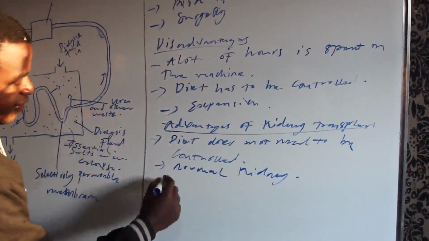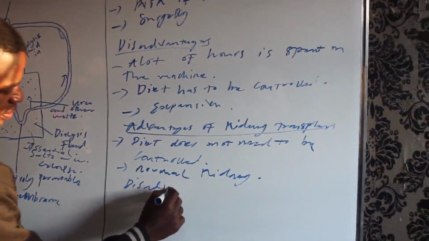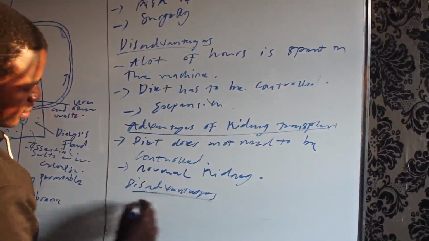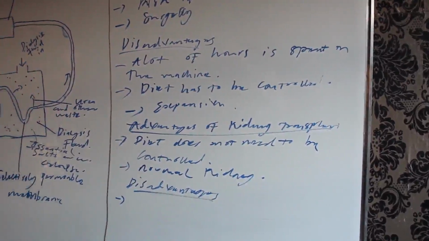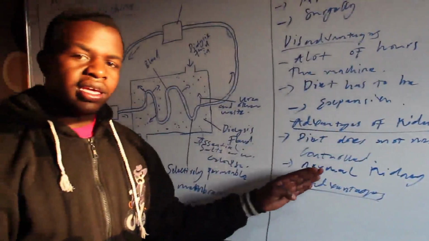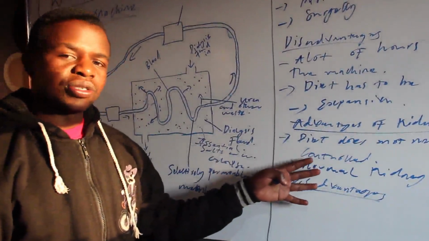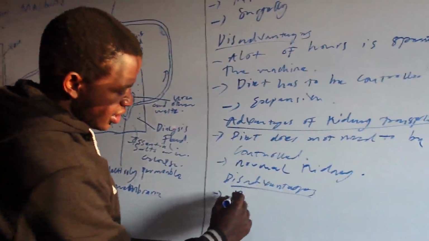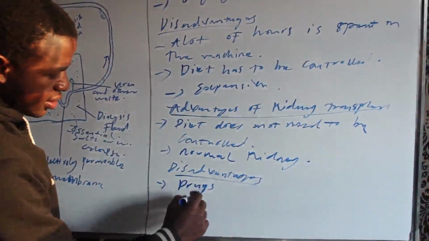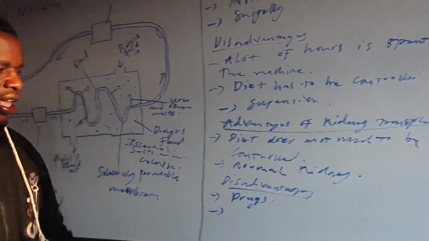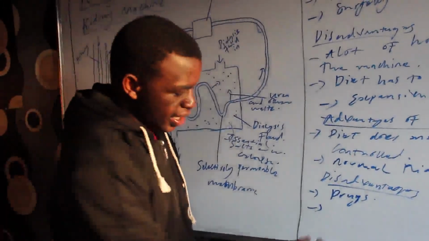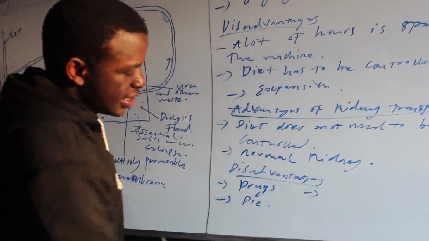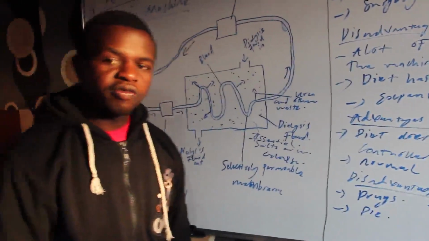Let us look at the disadvantages. The disadvantage is that the drugs that are used to complement the kidney transplant are expensive. So there is a need for drugs. Then the other disadvantage is that a person can die during surgery. The other disadvantage is that there is a lack of donors.